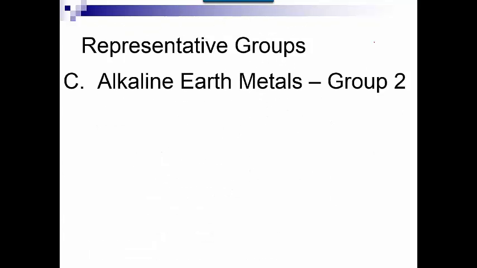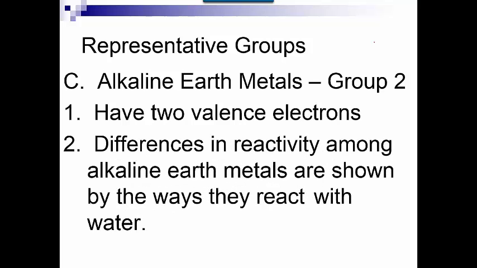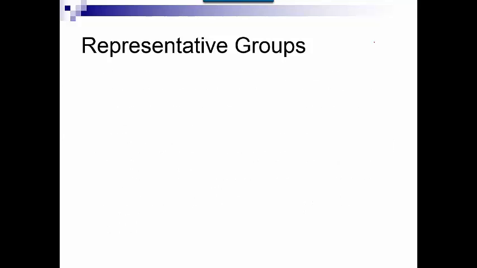All right, group number 2, these are also metals. These are called alkaline earth, and they are in group 2. They have 2 valence electrons. And as far as reactivity, there's a lot of differences here among the alkaline earth in the way they react to water. So some of them are very reactive and some of them hardly react at all when placed with water. So very unique.